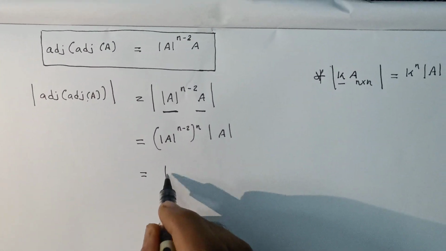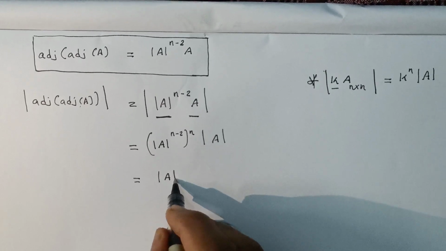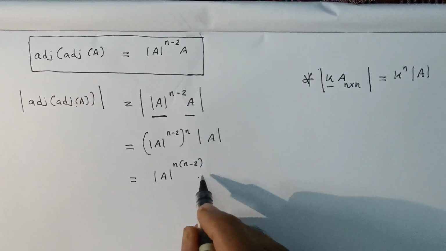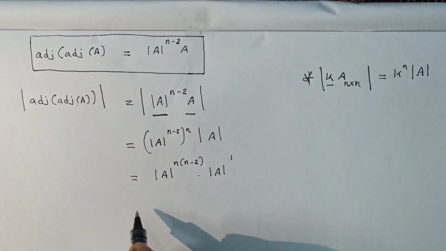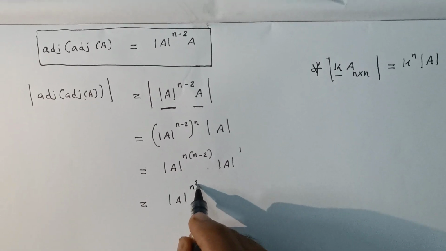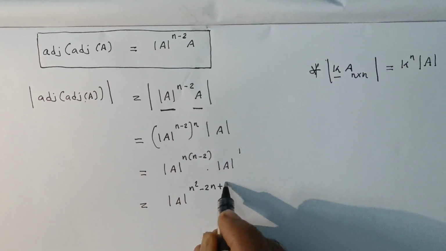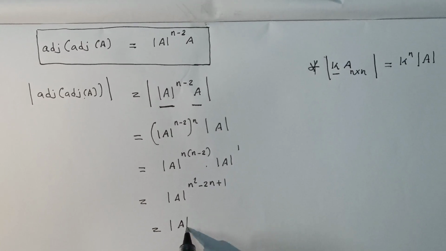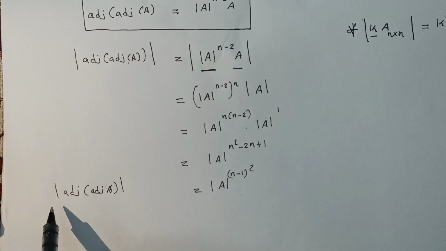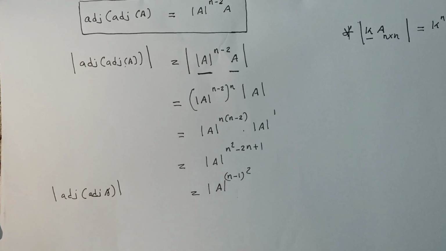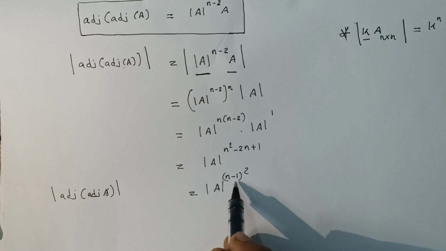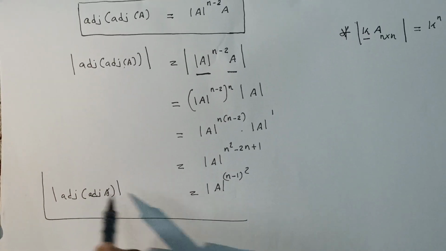which is equal to determinant of A, the whole raised to n into n minus 2, into determinant of A raised to 1, which is equal to determinant of A raised to n square minus 2n plus 1, which is equal to determinant of A raised to n minus 1, the whole square. So if we are asked to find the determinant of adjoint of A, it is given by determinant of A raised to n minus 1, the whole square. And this is the third property.